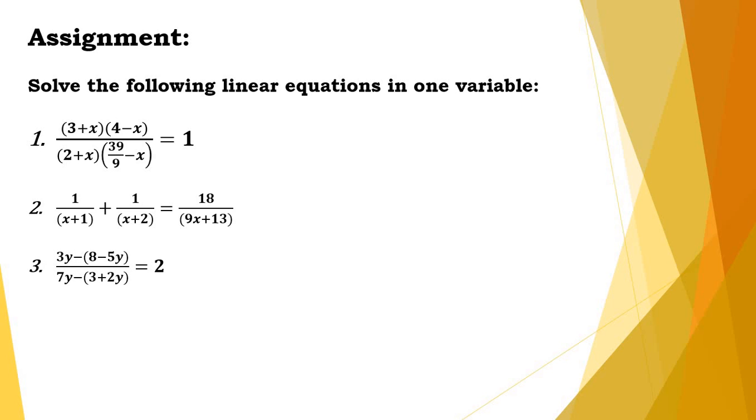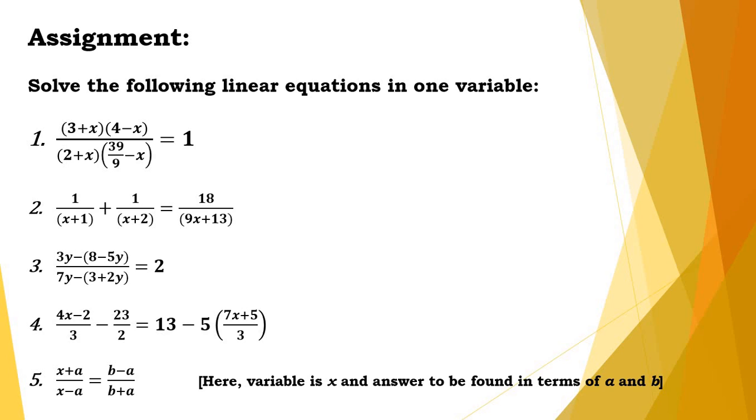3y minus 8 minus 5y divided by 7y minus 3 plus 2y is equal to 2. (4x - 2) divided by 3 minus 23 by 2 is equal to 13 minus 5 into (7x + 5) divided by 3. Okay, so this is your question, and one more is there. (x + a) by (x - a) is equal to (b - a) by (b + a). Here variable is x and answer to be found in terms of a and b.